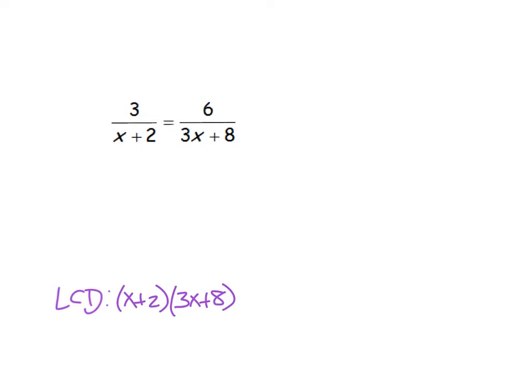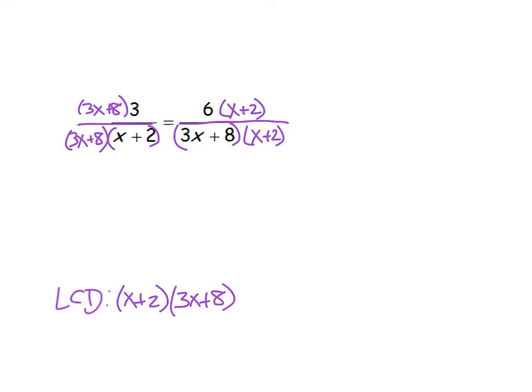Now we're going to multiply each denominator by the missing parts of the LCD, so 3x plus 8 on this side. And if I multiply the denominator by 3x plus 8, I need to multiply the numerator by 3x plus 8 as well. And on the right-hand side, we already have the 3x plus 8, but we will need the x plus 2. And again, x plus 2 in the numerator as well.